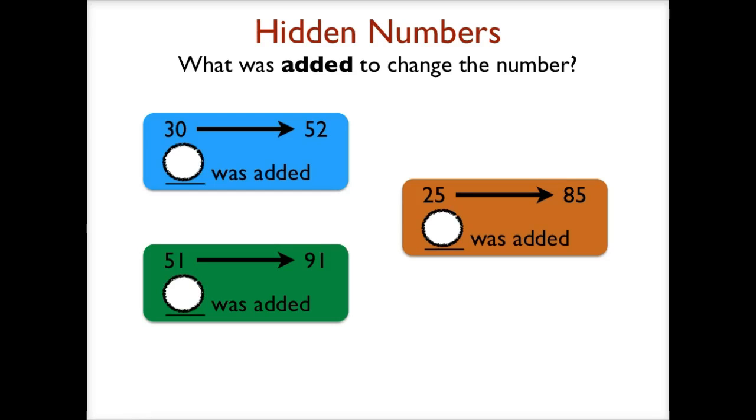All right then, what number did you get? Put it in the circle in the blue rectangle. Now let's move to the green rectangle. We have 51. What number was added to change the number to 91? And finally, the orange rectangle. We had 25. What number was added to change the number to 85?